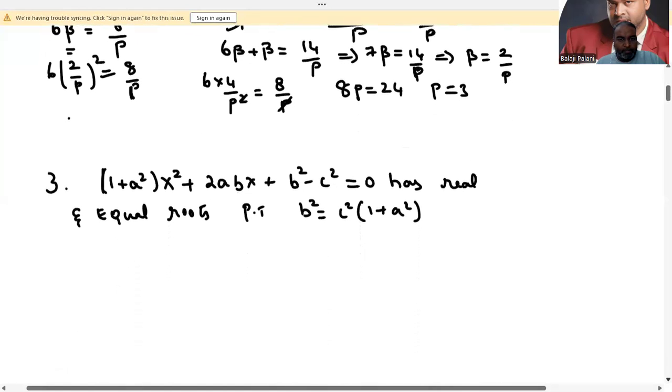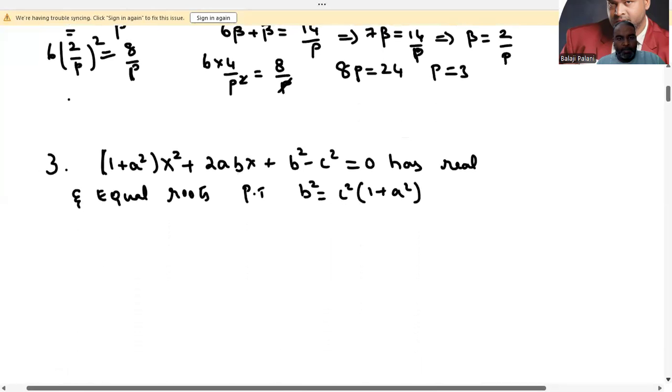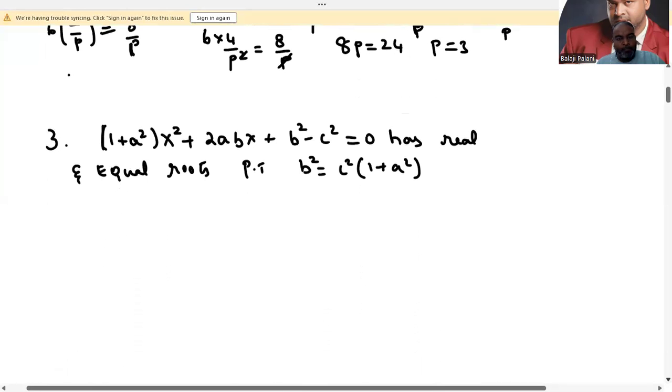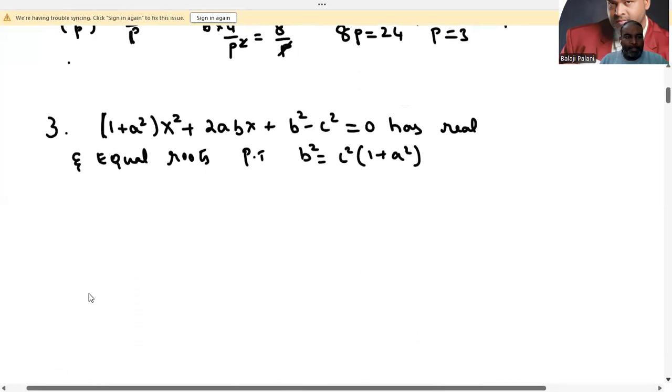And the third one, this is the equation 1 plus a square into x square plus 2abx. What is given in the equation: it has real and equal roots, then prove b square is equal to c square into 1 plus a square. So for real and equal roots, we need to know the discriminant formula: b square minus 4ac is equal to 0. That's why we get real and equal roots.